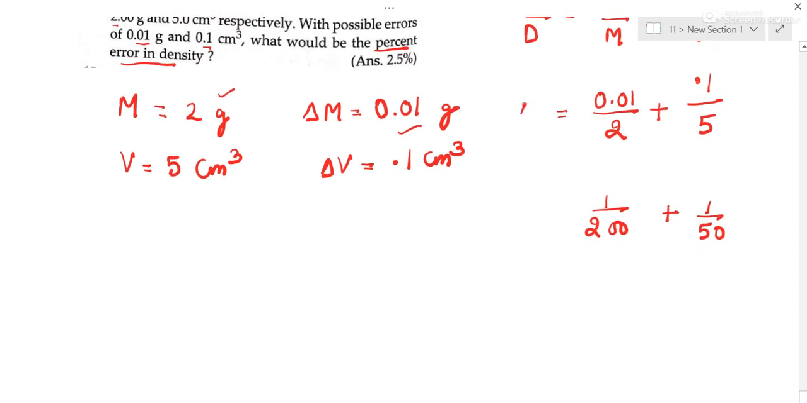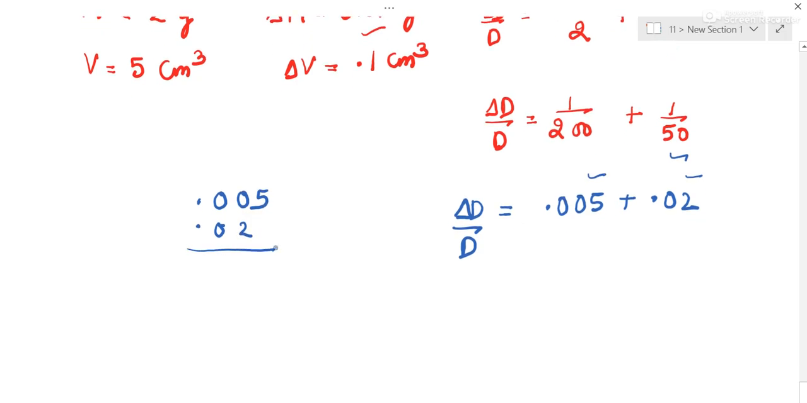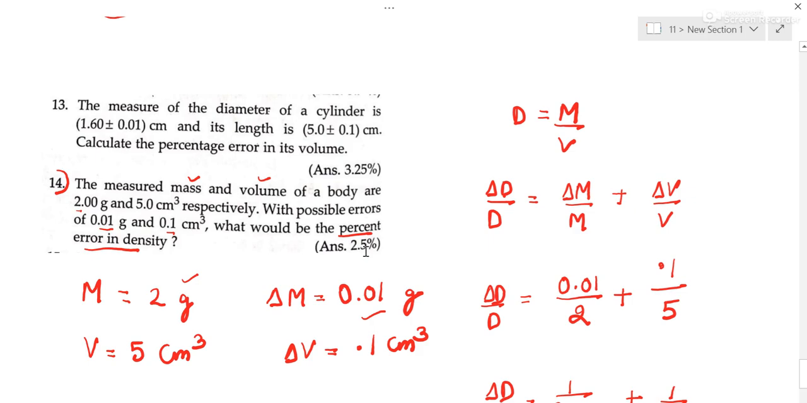Now the way you wish to add, you can add by taking LCM or by dividing. So you can see I have divided and I have found these values. 1 by 200 is this, 1 by 50 is this. Add properly. You should know how to add. Decimal below decimal. So you can see relative error in density comes as 0.025. This is relative error. They ask percentage error. So we have repeated the steps with each numerical. So multiply with 100 on both sides. So it will come as 2.5%. So you can match here. This is 2.5.